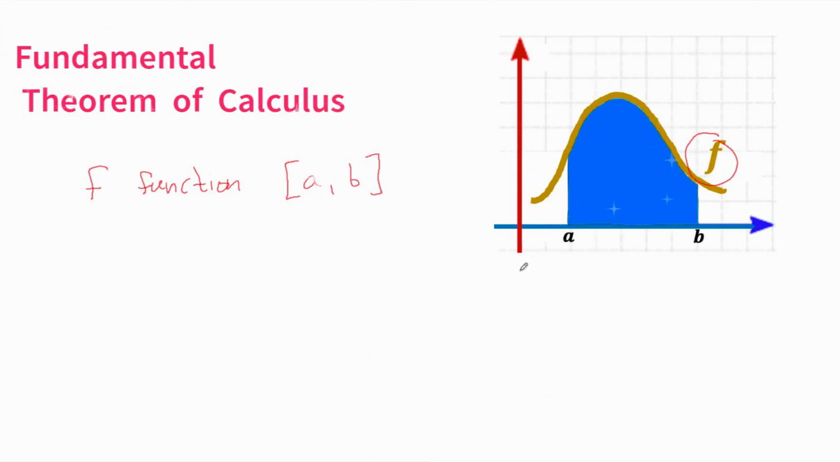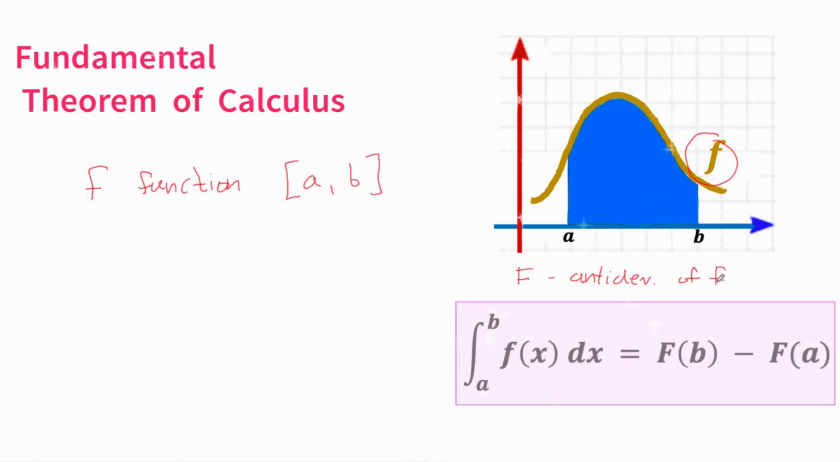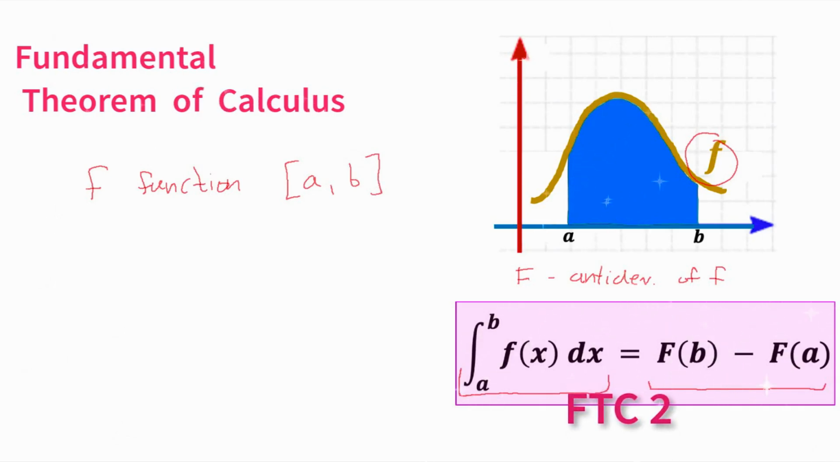So let's use this letter, maybe big F, and let's say that this is an antiderivative of the given function f. Then the definite integral from a to b of the given function f is simply F of b minus F of a. And this is the fundamental theorem of calculus, the second part of this theorem.